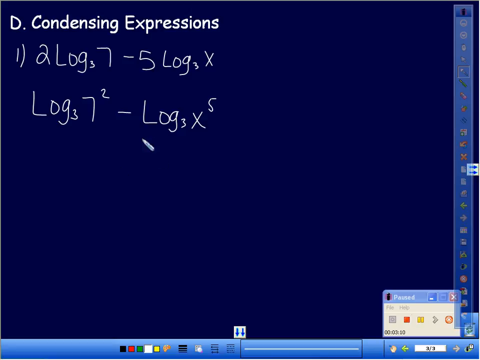Yep, it's going to be a fraction because subtraction means it's a quotient when I'm condensing. So I'm going to write 1 log base 3. So when I'm condensing, I'm going to write it as one concise log. When I'm expanding it, I might have 3 or 4, however many logs written. So the log base 3 of what's 7 squared? 49 divided by x to the 5th.